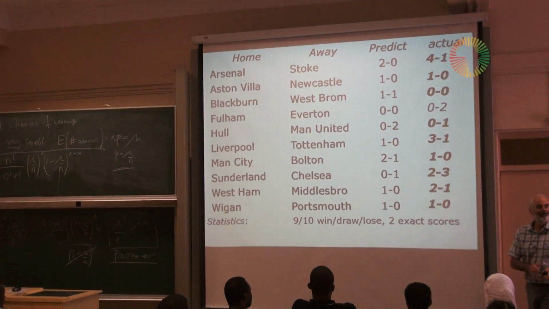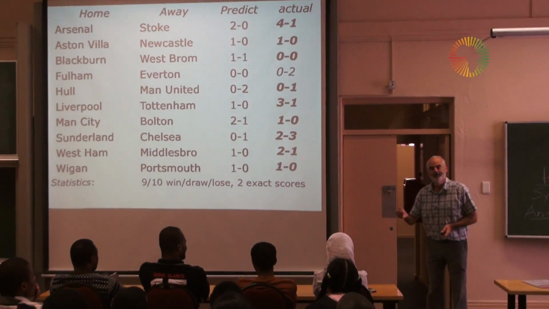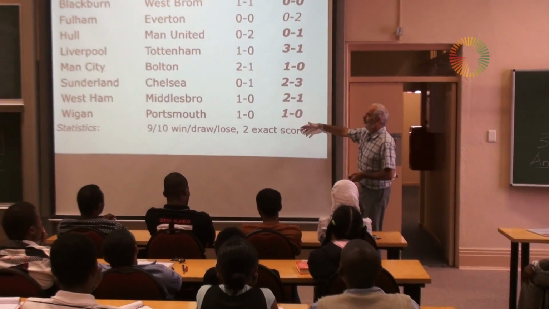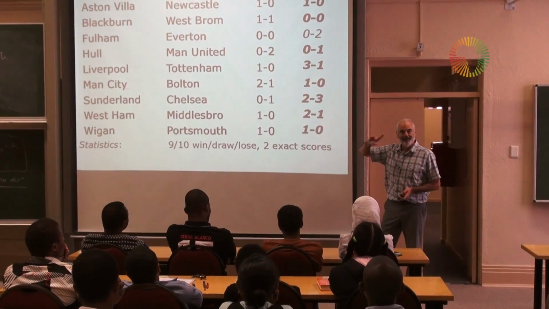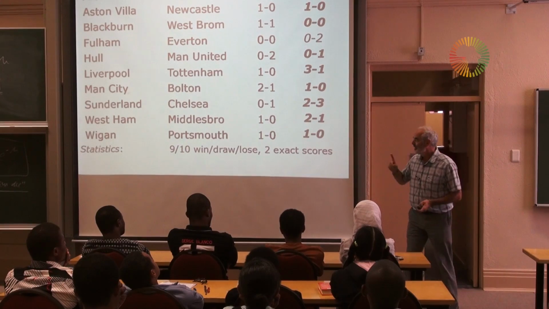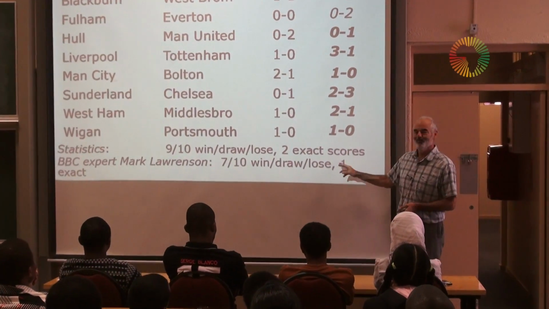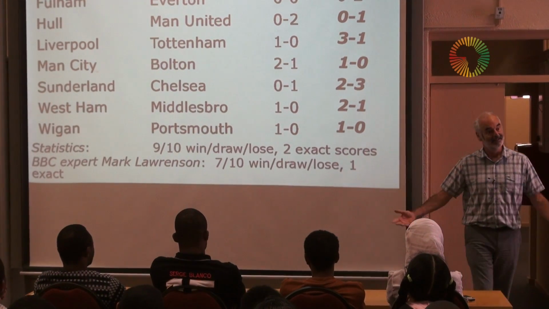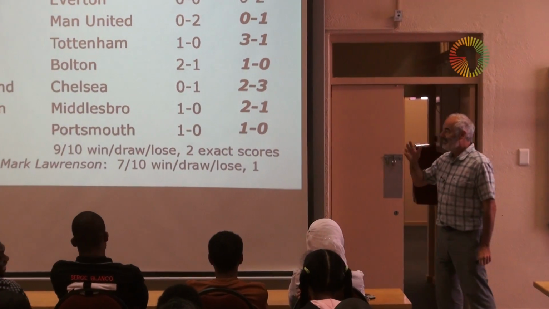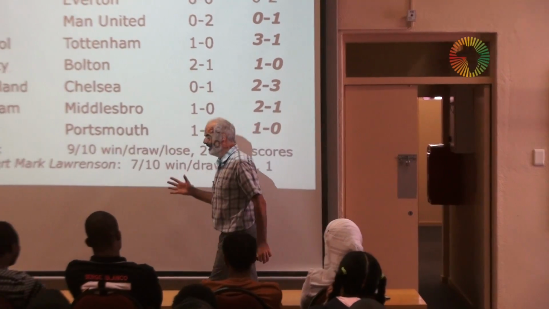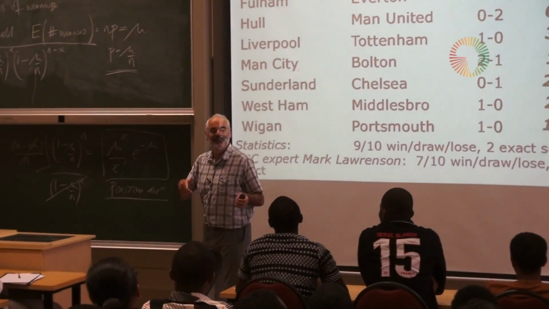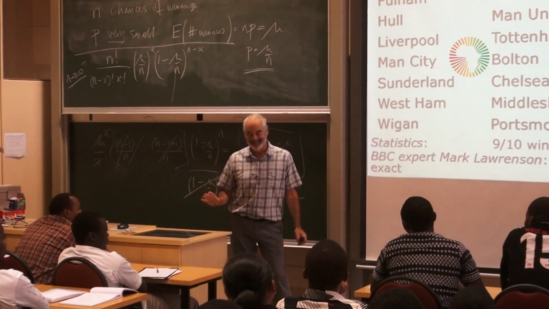So that's using a simple Poisson model. Now, you might think, oh, these are easy to predict, but the BBC man, the expert, only got 7 out of 10 right and one exact score. Yeah, pretty good. So that was great. Unfortunately, they asked me to do it the next year, and it went really badly.